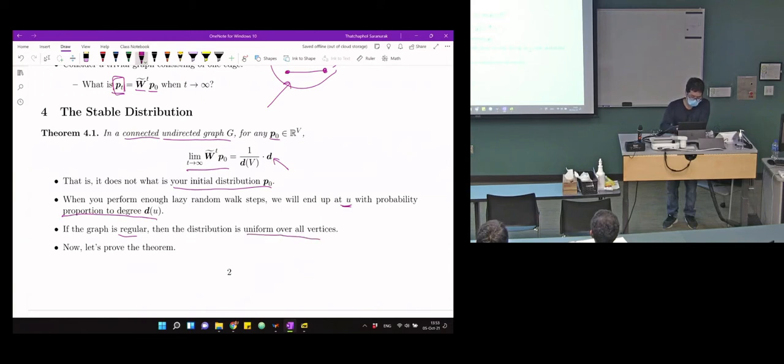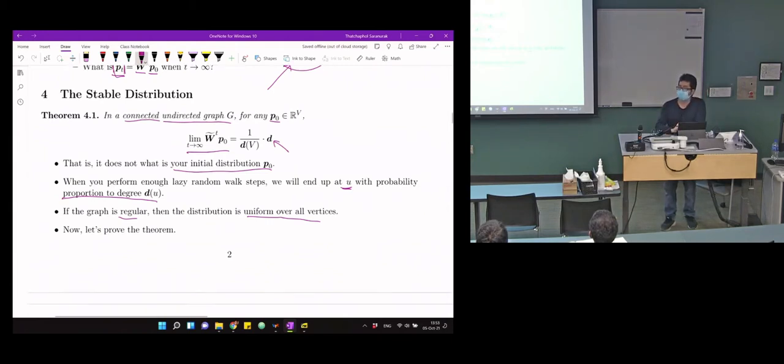And if the graph is regular, then it's just uniform degree, so uniform distribution. So let's prove this, that the limit exists, and it's just a very simple vector, which is the degree vector.